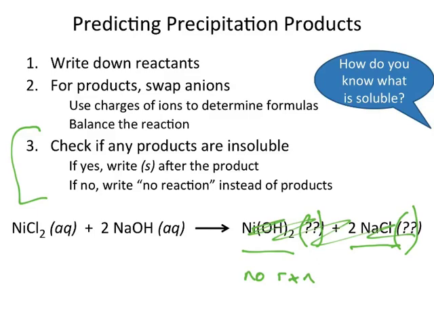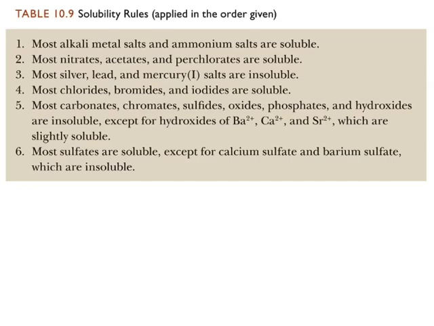So this leads us to a big question. How do we know what's soluble? We need to have a way to figure that out. And for that, we use what's called a solubility table. So here's the solubility table from your book. And it's set up like a series of rules where the rule on the top supersedes the rules on the bottom. So just some examples of how this might work.